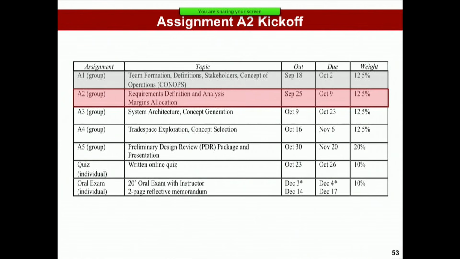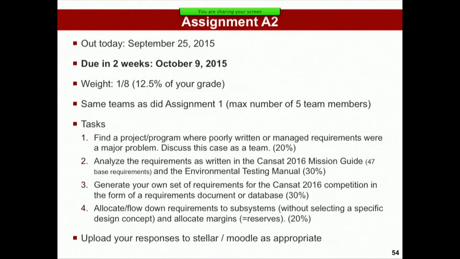So assignment 2 goes out today and is due in 2 weeks, so that's October 9th. And it's very focused on requirements. It's the same teams that you're in for all the assignments. First task is find a project or program where poorly written or managed requirements were a major problem. So as a team, discuss an example and discuss that example as a team.